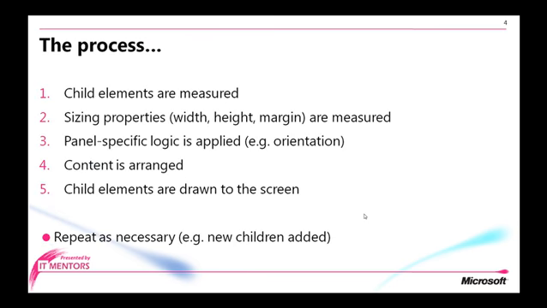The layout system starts with child elements, maybe a button or a text box or, well, anything. It measures the element itself, and then it looks at any sizing properties that have been applied, such as width, height, or margin. Next, it looks at panel-specific logic. For instance, a stack panel can have an orientation of horizontal or vertical, and that'll completely change the location and, in some cases, the size of a control. With all this input, the content is arranged, and the elements are drawn onto the screen. As soon as something happens that requires the layout to be updated, maybe a new text box is added to the layout, the whole process starts over.